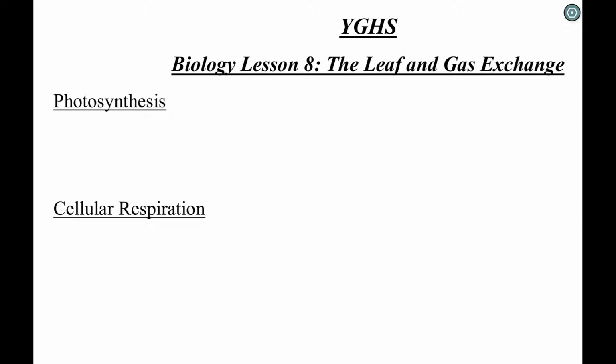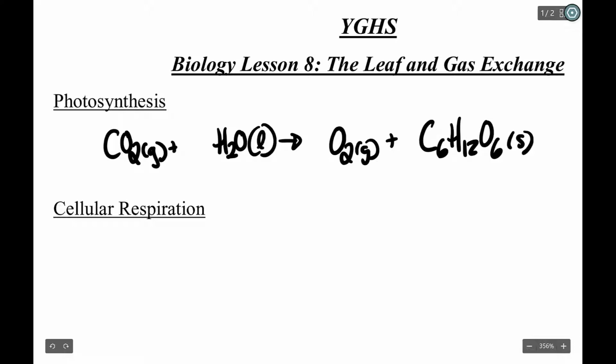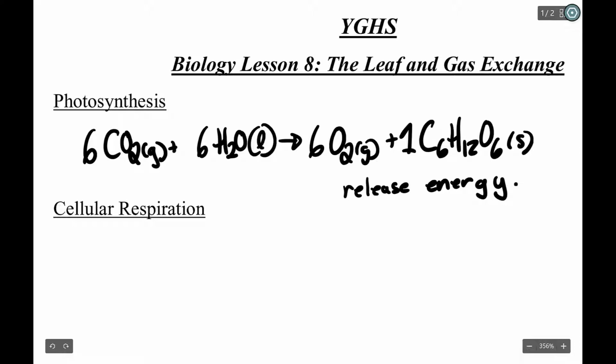Okay, so photosynthesis is the reaction between carbon dioxide gas and water liquid to produce oxygen gas and glucose. Now, we've talked about how and where all these things move, from the root or through the stomata, so we're going to do a quick review here. If I balance this, it's 6, 6, 6, 1. And the point of this is that this whole process will release energy at some point for the plant in order to do its processes.